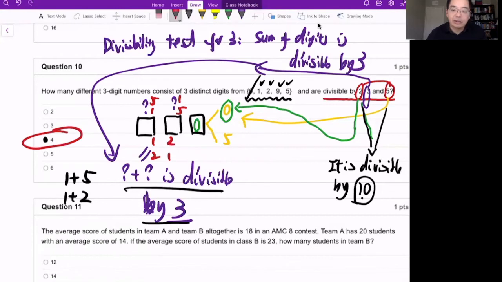So here the main point is we need to use the divisibility test. First for 2 and 5: it has to be even, and for 5 the last digit has to be 0 or 5. As I said, a shortcut is if divisible by both 2 and 5, it has to be divisible by 10, therefore the last digit has to be 0. And for 3, the sum of digits has to be divisible by 3.